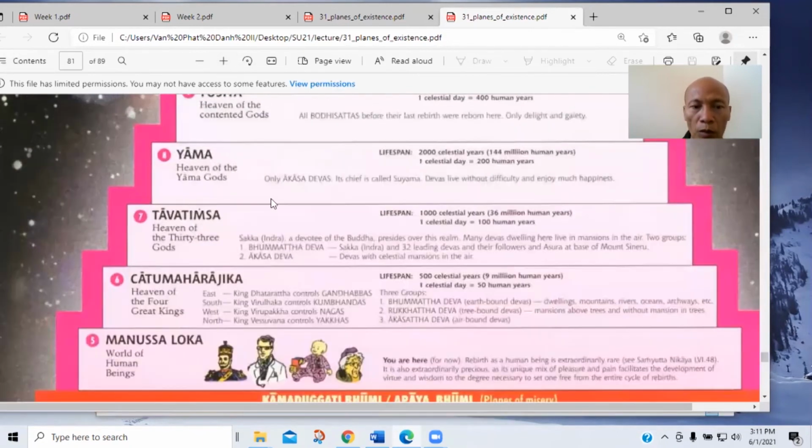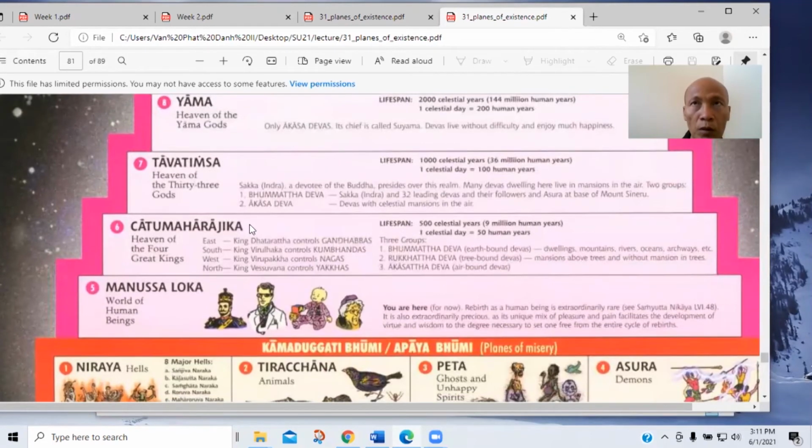And the next realm above is the heavenly realms, what we call the heaven of the 4 great kings, above the human realms. They live for 9 million human years, because 1 celestial day is equal to 50 human years, so they live up to 500 celestial years. So they have this lifespan. The nearest heaven to the human realm is the heaven of the 4 great kings. That's all about it.